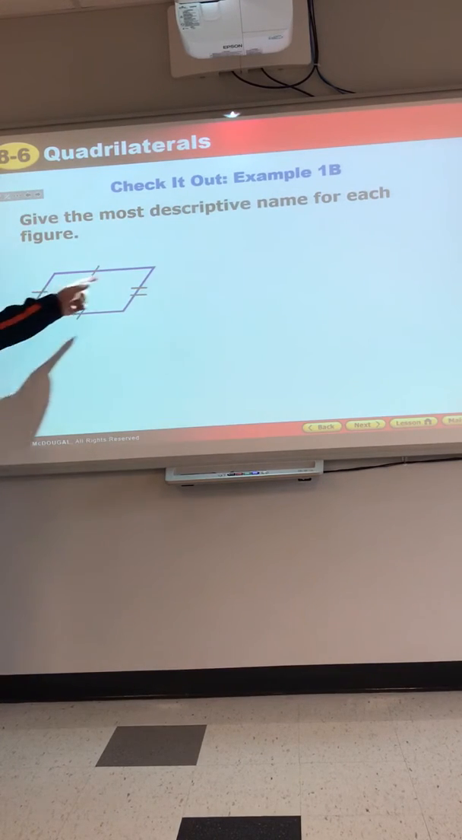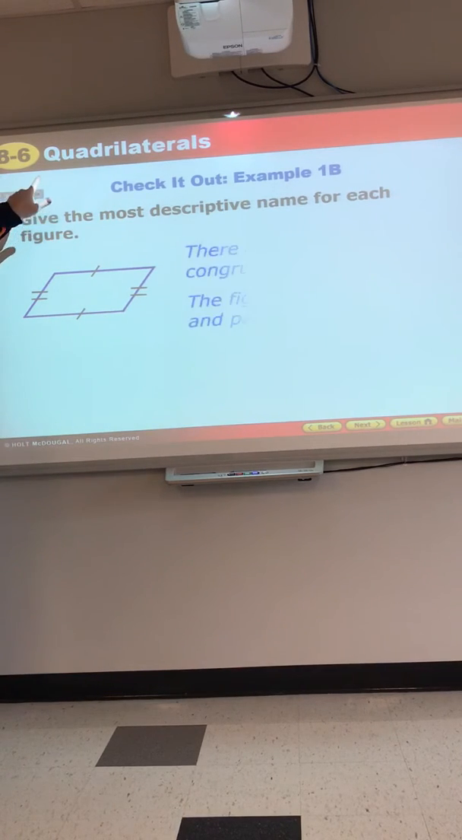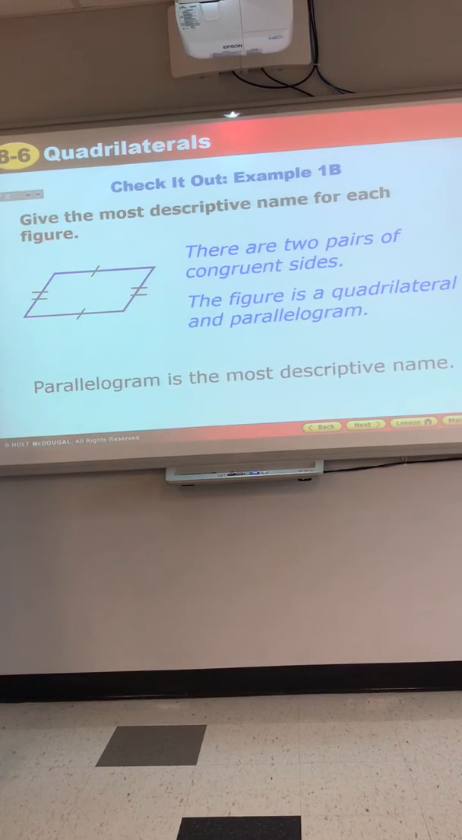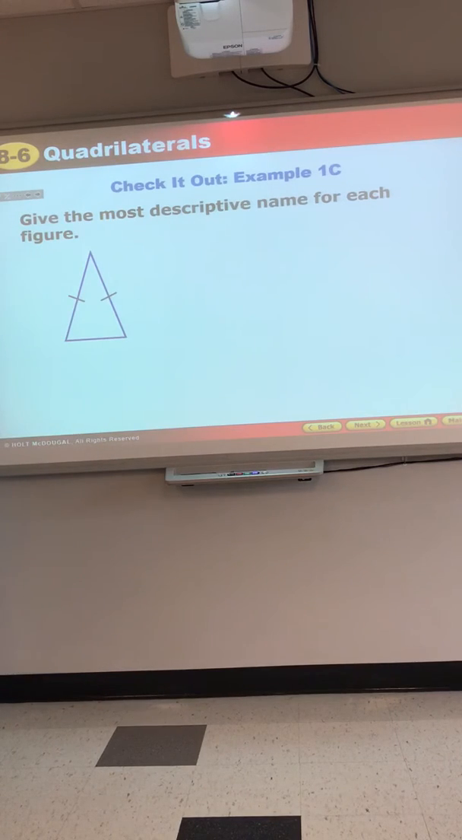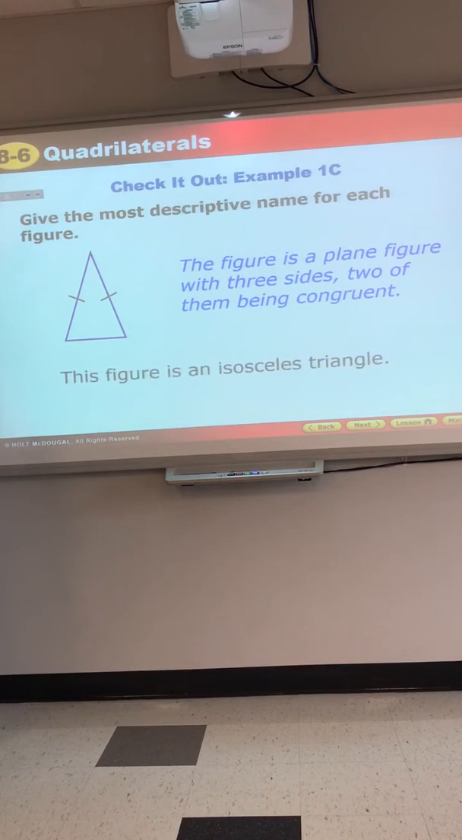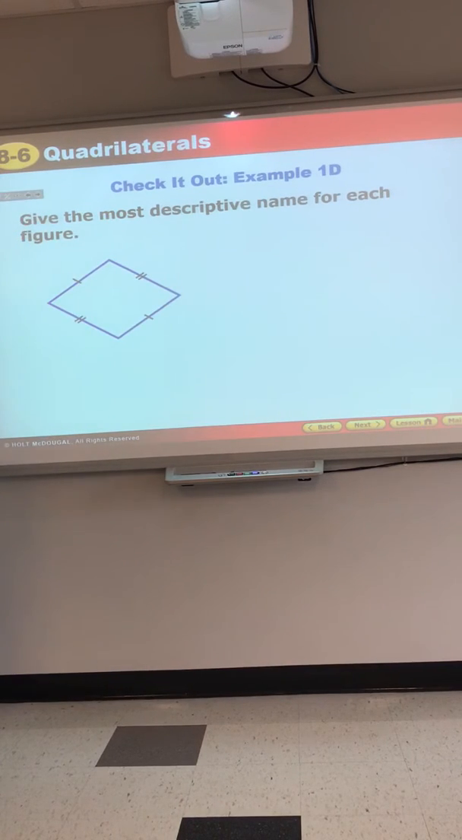This one, opposite sides are congruent, opposite sides are parallel. We have a parallelogram. That's the most descriptive I can be. Here, we have a triangle. With this triangle, we have 2 that are the same. 2 being the same means it's isosceles. Now, those of you that want the bonus points, look at the angles. I think all 3 of those are acute angles, so it would be an acute isosceles triangle.